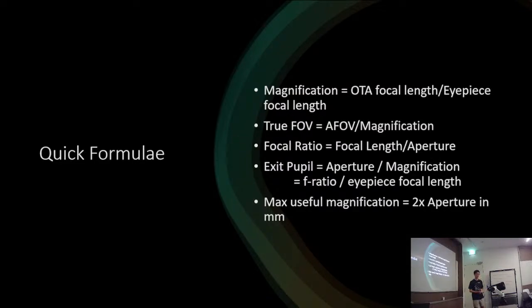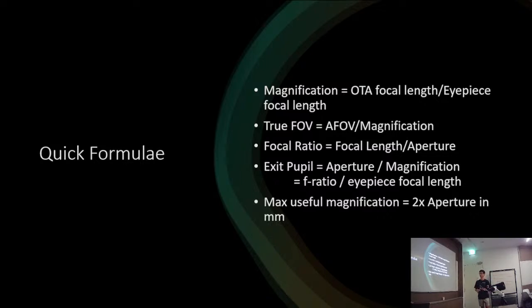So in the field, you also need some quick formulae to solve calculations. Using stuff like how much magnification you get, your true field of view versus your apparent field of view. You want to know what the focal ratio of the telescope is. Or let's say your telescope gives you the focal ratio and aperture, but doesn't give you the focal length, then you can calculate it by multiplying the focal ratio with the aperture. Then if you want to know how bright the image will be, you calculate it using the formula.